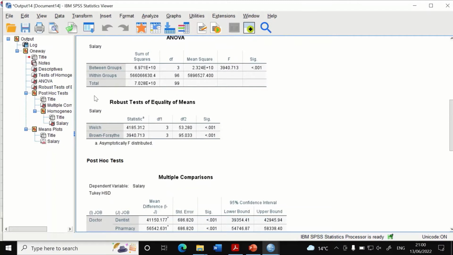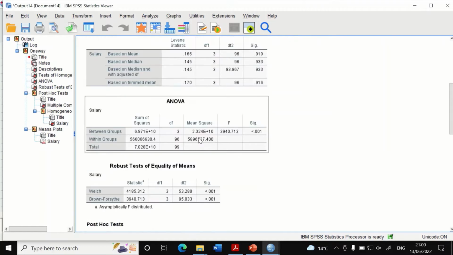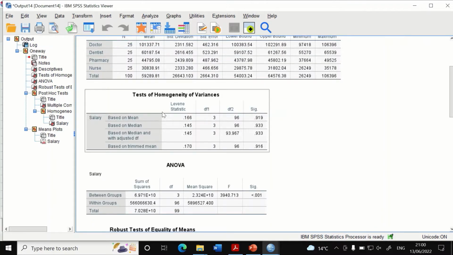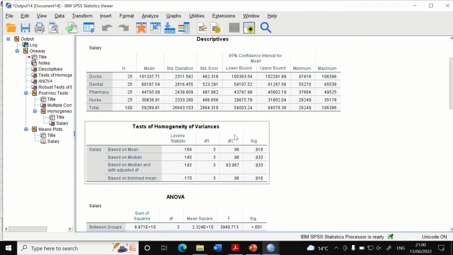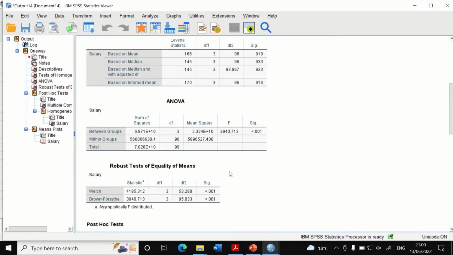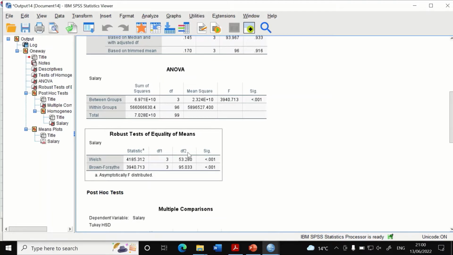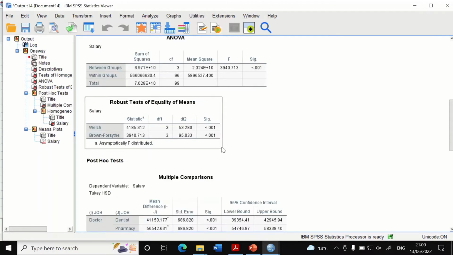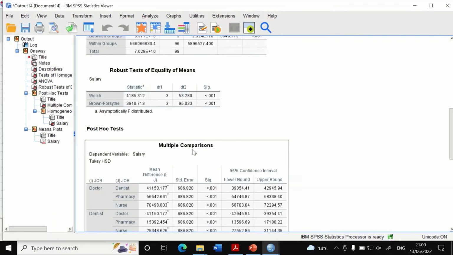For the next table, which is robust tests of equality of means using Welch and Brown-Forsythe test, again this is irrelevant here, as there was a homogeneity of variances and the assumption has been met for ANOVA, so we're going to exclude this from the analysis for this set of data.